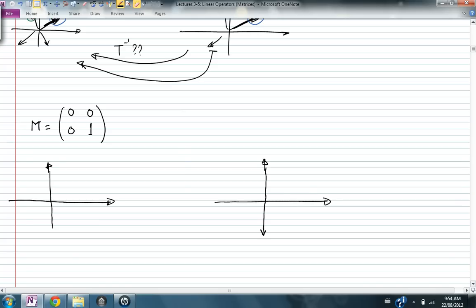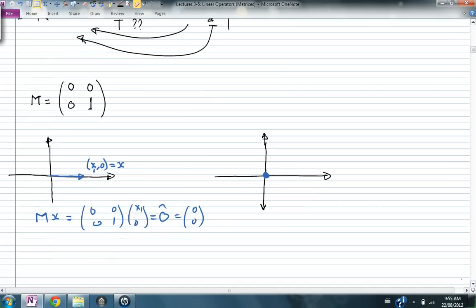So let's just start with a vector, let's call it x, equal to x1, 0. What will happen when I multiply M by x? 0, 0, 0, 1, multiplied by x1, 0, I'm going to get a 0 vector. Which basically means that this blue vector goes to the 0 vector.